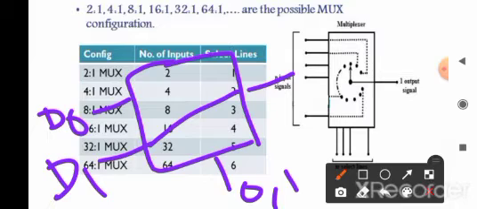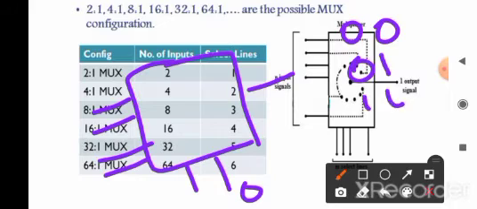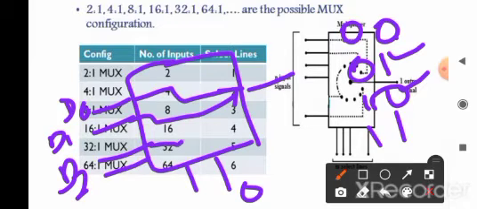Similarly, if the total number of inputs is 4, the selector switches will be 2, so the selector will have the combinations 00, 01, 10 and 11. When 00 is there, D0 will be given to the output. When 01 is there, D1 will be given to the output. When 10 is there, D2 will be applied to the output, and when 11 is there, D3 will be directly routed to the output.